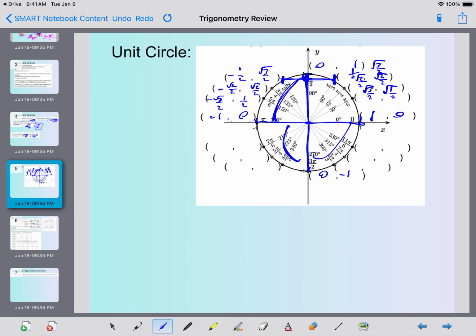Something else you might notice. In this quadrant, a point would be negative and positive. In this quadrant, a point will be negative, negative. In this quadrant, you would have positive, negative. So that's another way that you can memorize that.